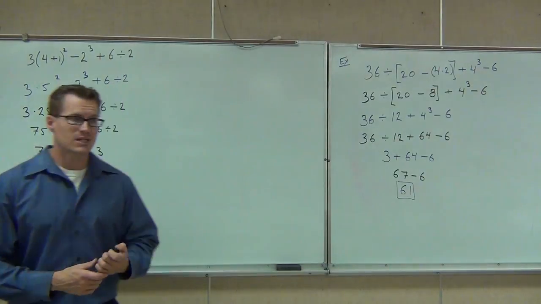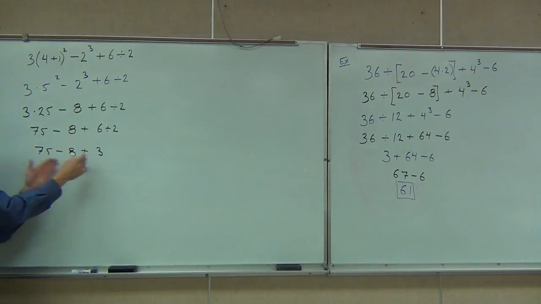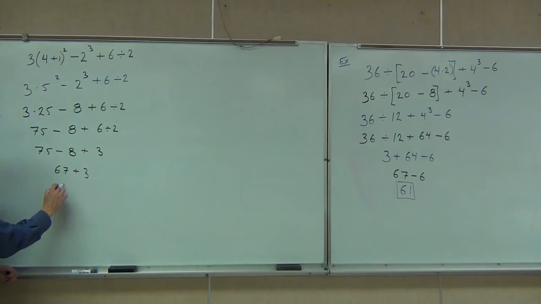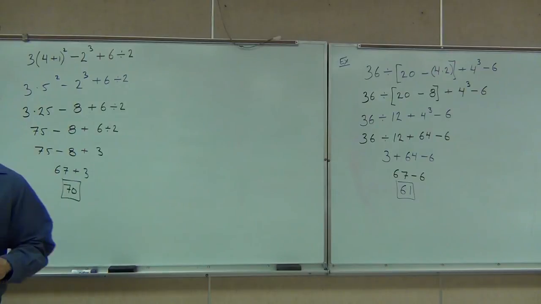So if they have to be done a certain way, what's going to come first, the plus or the minus? Minus. From left to right, we do that. 75 minus 8? 67. Thanks, Jack. 67 plus 3, 70. Yeah, last step is just to add that. Okay, last one we're going to do today.